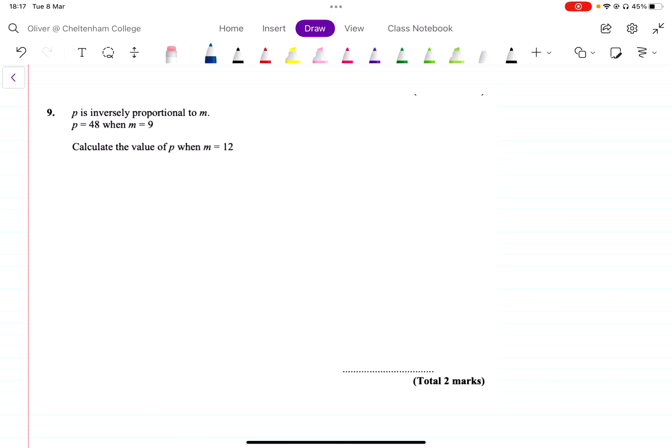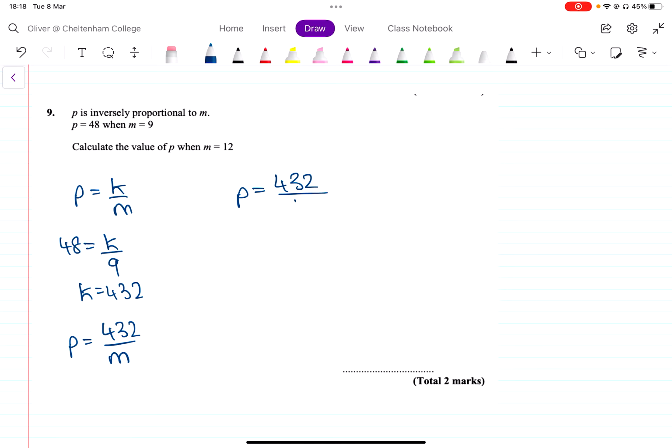Inversely proportional, so P is K over M. 48 is K over 9, so K is 9 times 48, which is 432. So my formula is P is 432 over M, and then calculate the value of P when M equals 12. So P is 432 over 12, which is going to give me 36.